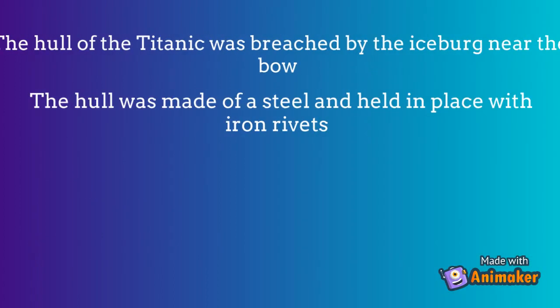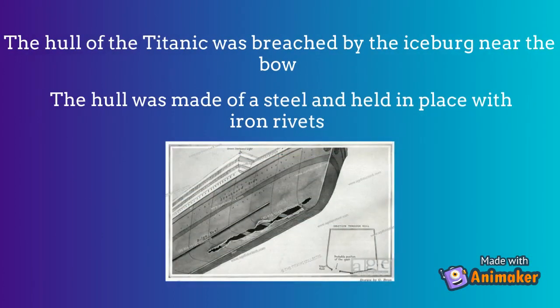The sinking of the Titanic can be attributed to any number of failures. Currently, there are two popular explanations as to why the Titanic sank regarding the materials of the hull. The hull was composed of steel plates held into place by iron rivets. The failure of both of these materials is what led to the tragedy of the Titanic.